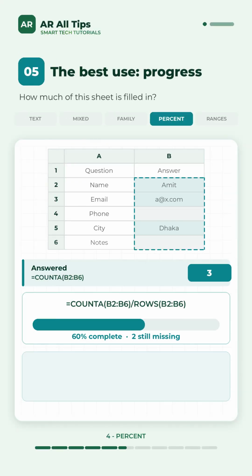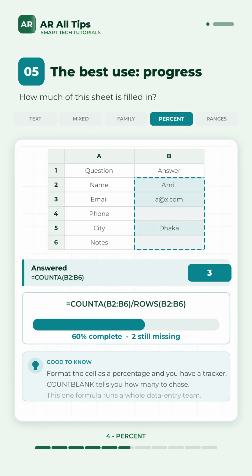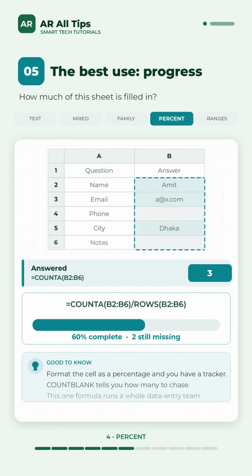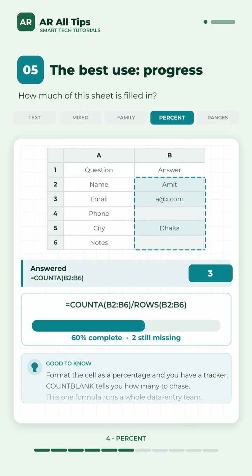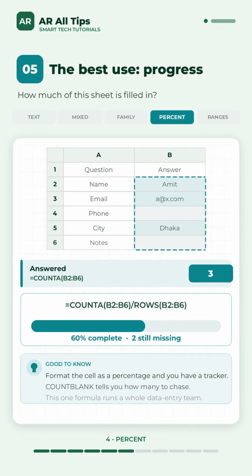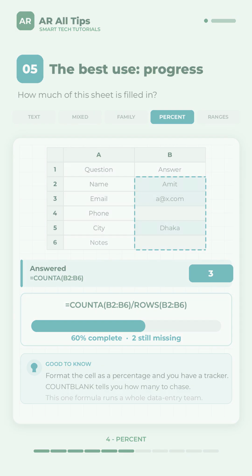And this is where COUNTA earns its keep. Say you've got a form, 5 questions, and 3 of them are filled in. COUNTA over ROWS gives you 0.6. Format that as a percentage, and you've got a live 60% complete tracker. And COUNTBLANK tells you exactly how many you still need to chase. One little formula, and suddenly you can see the state of the whole sheet.